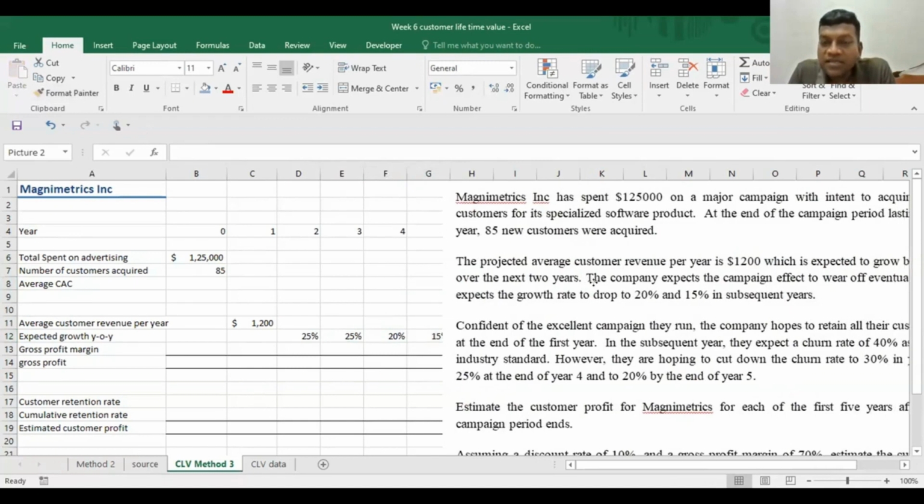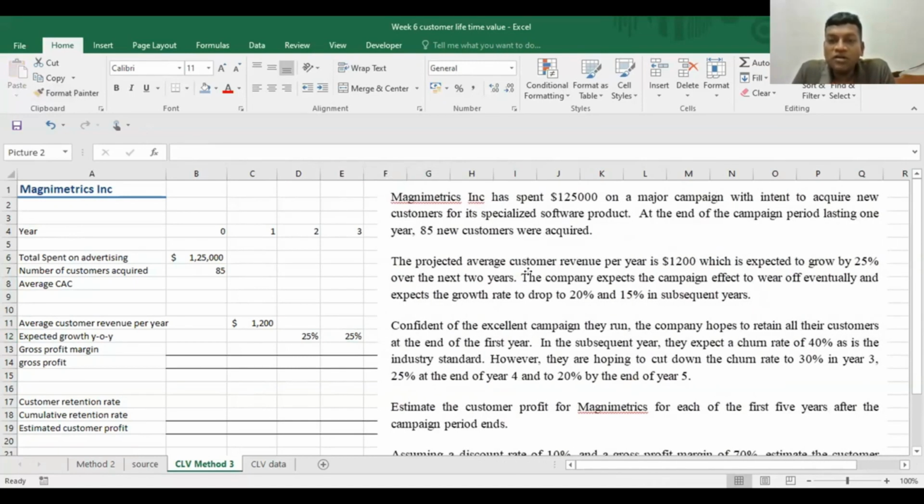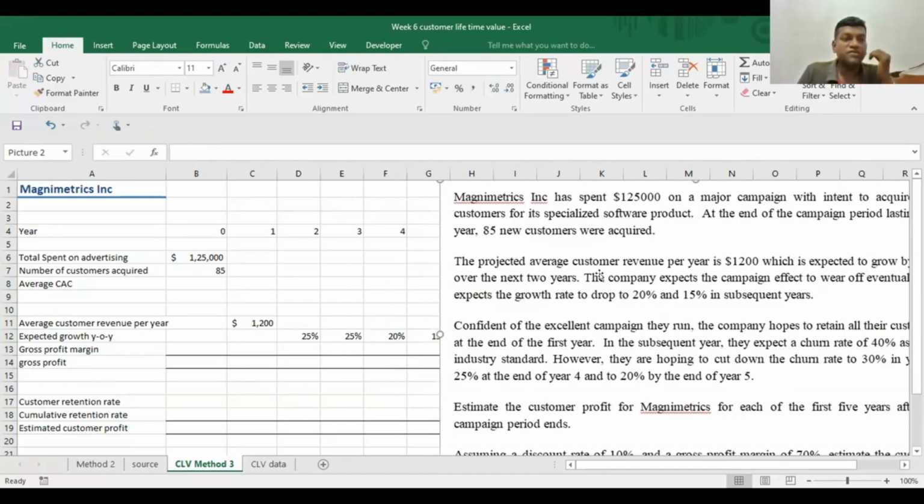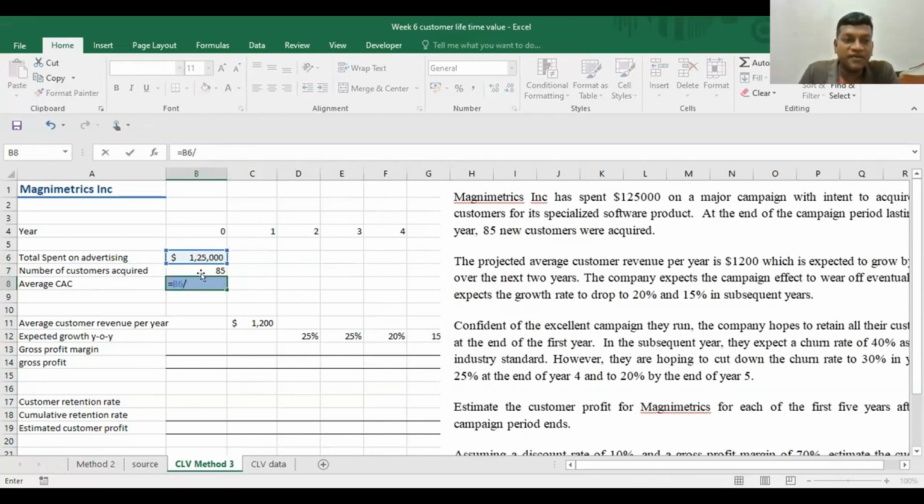Confident of the excellent campaign they ran, the company hopes to retain all the customers at the end of the first year. Okay, so before moving forward, first we determine the average customer acquisition cost. The average customer acquisition cost is the total spent on advertising divided by the number of customers you have obtained, which is 1,25,000 divided by 85. This is the customer acquisition cost.